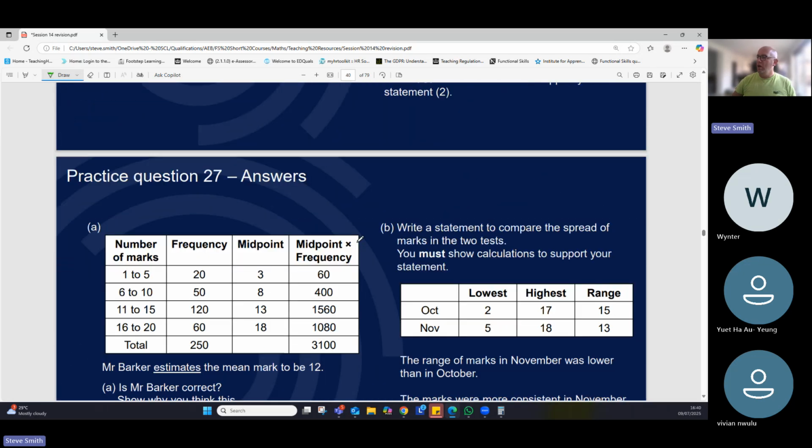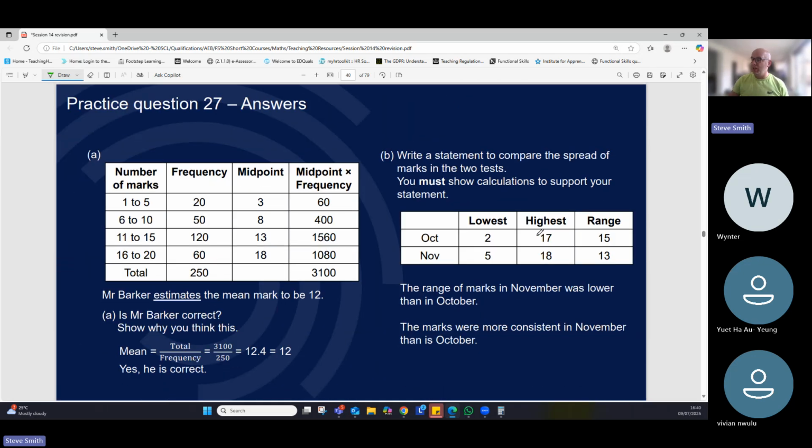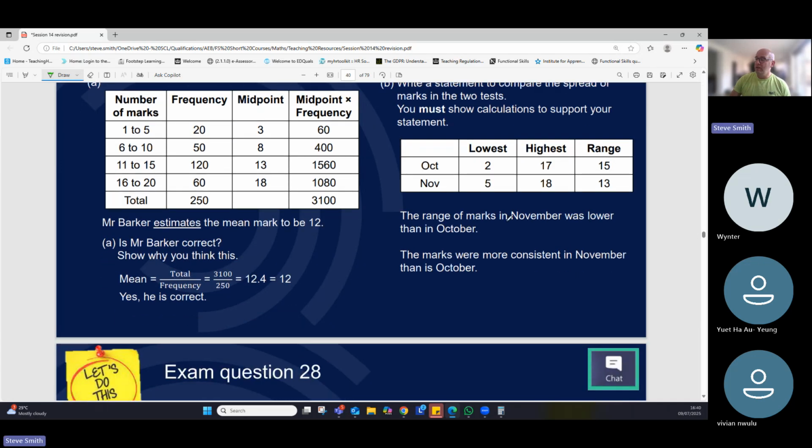Is there another frequency table? Oh, we've got it there. Look, it's just range as well. Wow. Okay. And like I said to you before, it does say you can have the right range or you can write most consistent. And oh, yes, he's correct. No, he's not. He doesn't say.